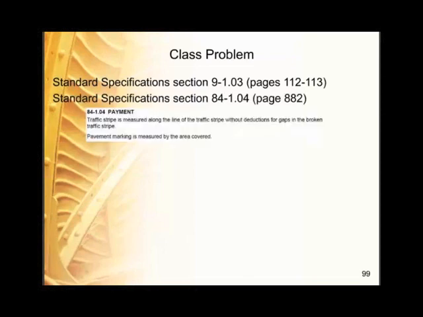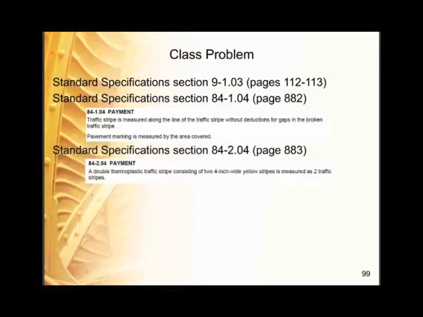The second place we're going to look is the 2010 standard specification, section 84, traffic stripes and pavement marking, 84104 payment, that specifies that traffic stripe is measured along the line of traffic stripe without deductions for gaps in the broken traffic stripe. Third place to check is the 2010 specification, section 84204 payment, which states a double thermoplastic traffic stripe consisting of two 4-inch yellow stripes is measured as two traffic stripes.